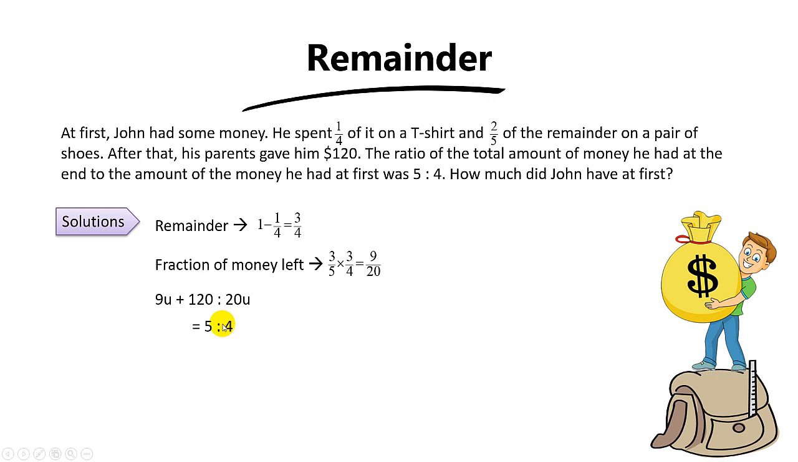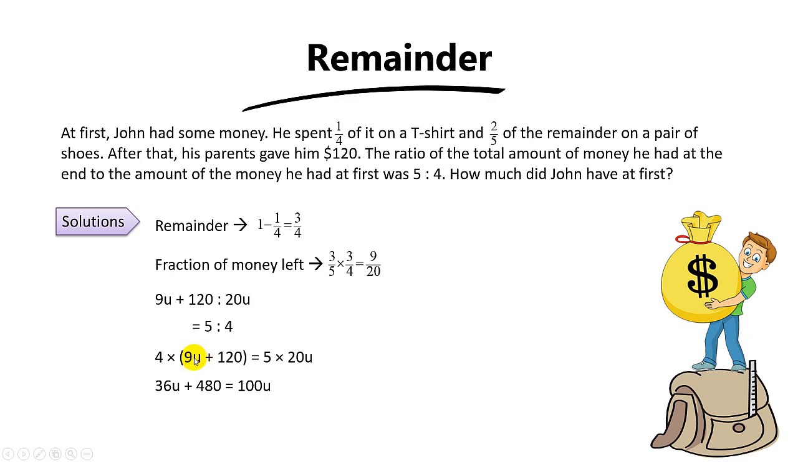To solve this, you can take this times 4, because we want to make the parts the same. Over here we need to times 4, and over here we must times 5. Why do we do that? It's because we're using units and parts, and we need to make the parts the same. In order to do that, here must times 4 and here must times 5, to make them become 20. So you take 4 times 9 units plus 120, which equals 20 units times 5.